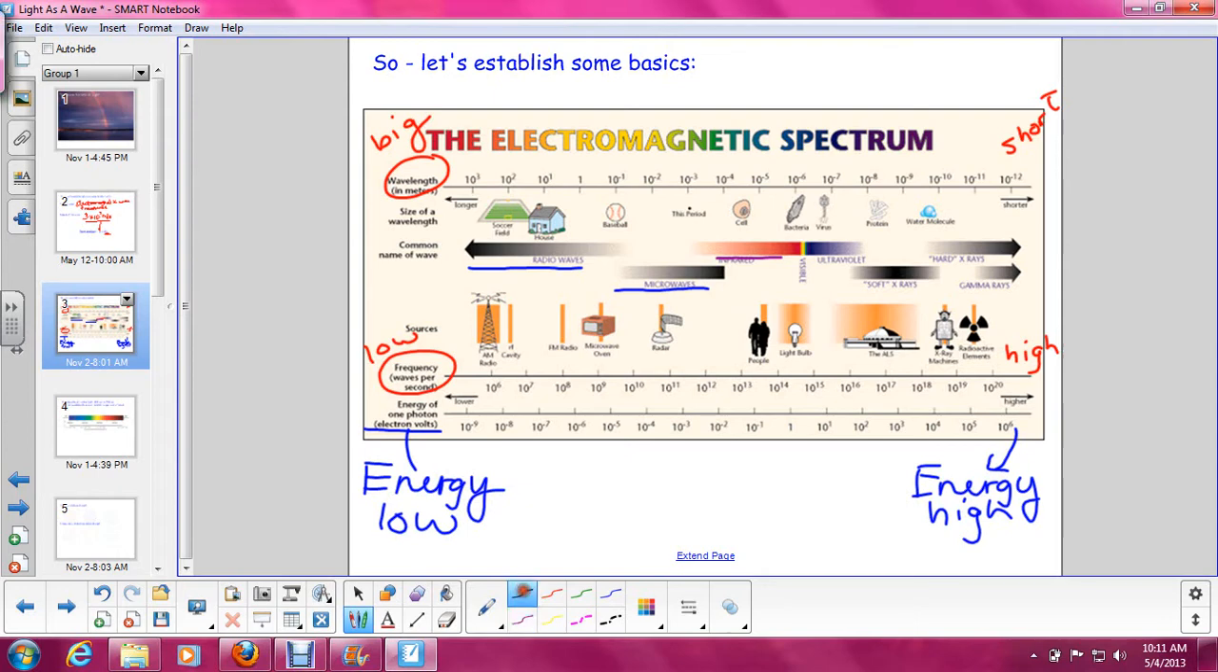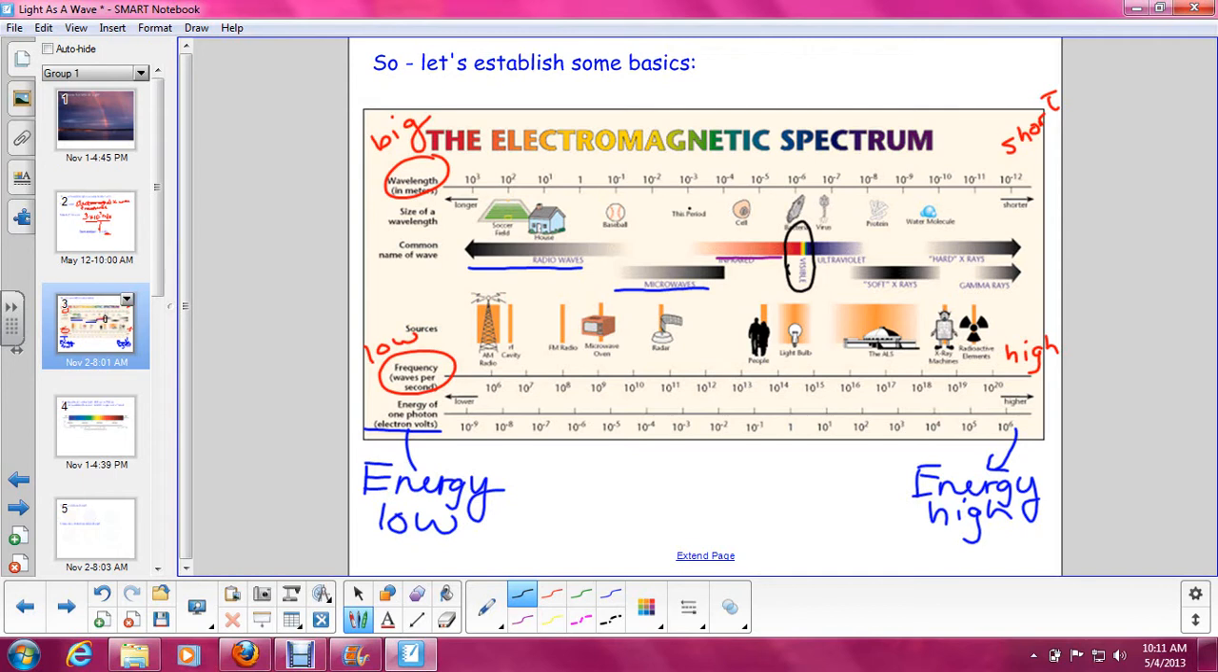The only part of this spectrum that we can see is the visible light part, which is a really, really tiny part of this spectrum. So the electromagnetic waves that our eyes can pick up are part of what we call the visible spectrum of light.